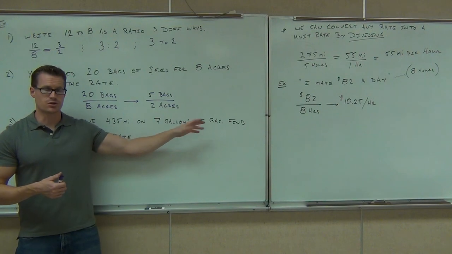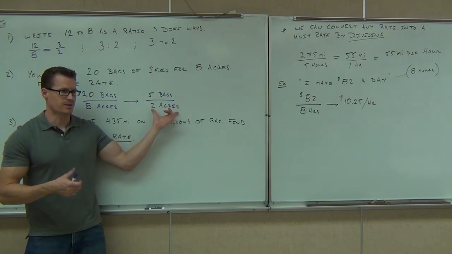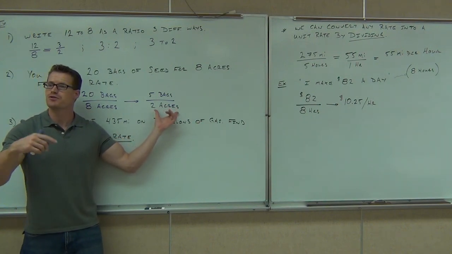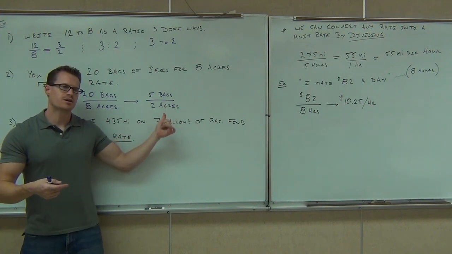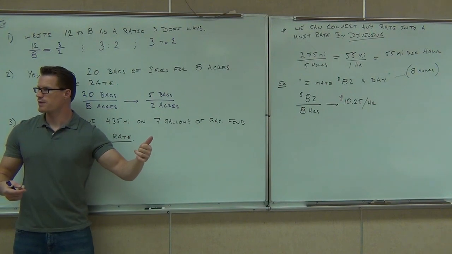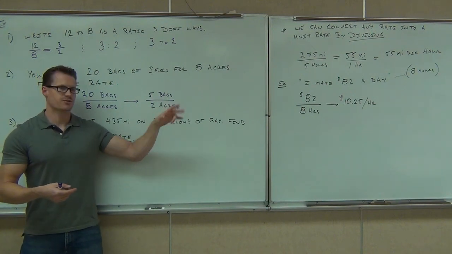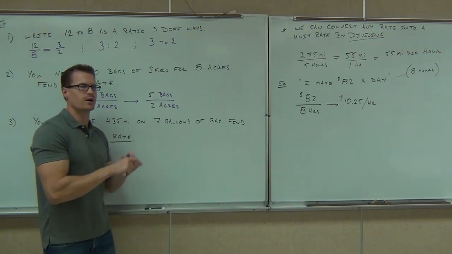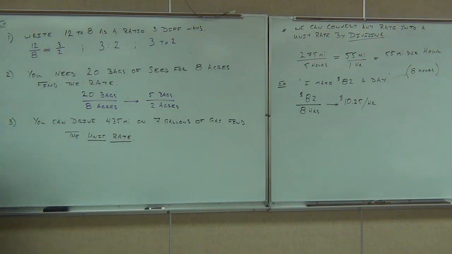I didn't ask you that here. So you could have left it just as this, right there. That's the correct answer. If I asked you for a unit rate, then you do the division and say, oh, okay, well that means 2.5 bags for every 1 acre. Can you follow me on that one? So if you need 5 bags for every 2 acres, that's 2.5 bags for every single acre you need to plant. Now the last one does ask you for a unit rate.